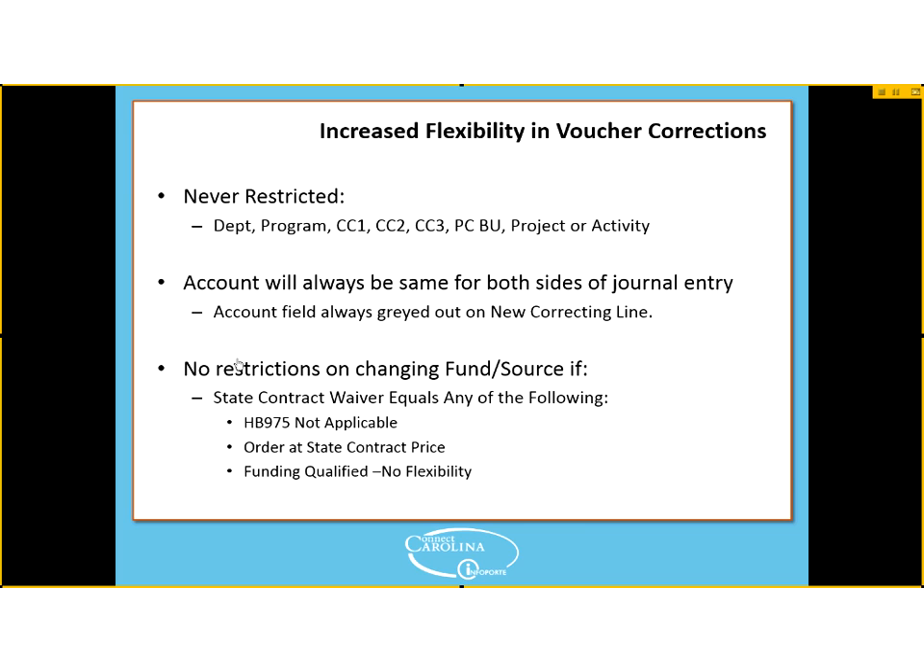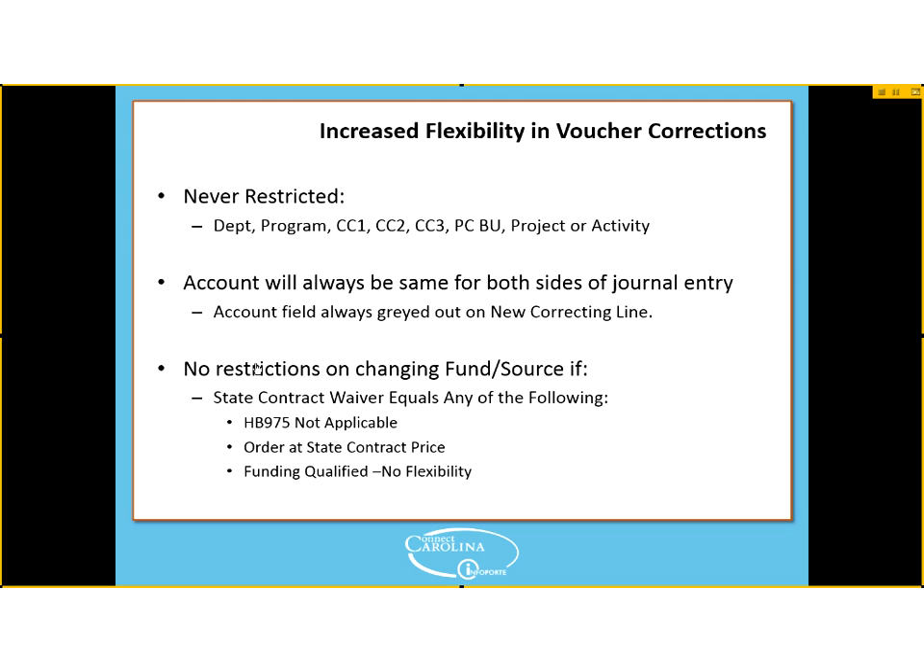So, for instance, things that are never restricted would include the following fields: department, program, cost code 1, cost code 2, cost code 3, PC business unit, project or activity. You can certainly correct those when correcting vouchers. Now, the account will always be the same for both sides of the journal entry, and the account field will actually be grayed out on the new correcting line, so it will not allow you to do it there.